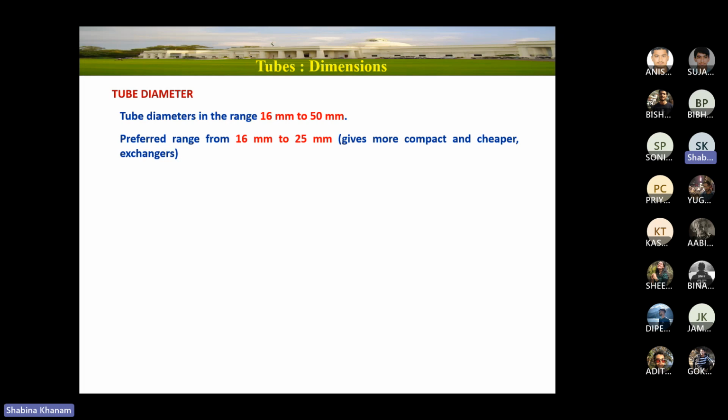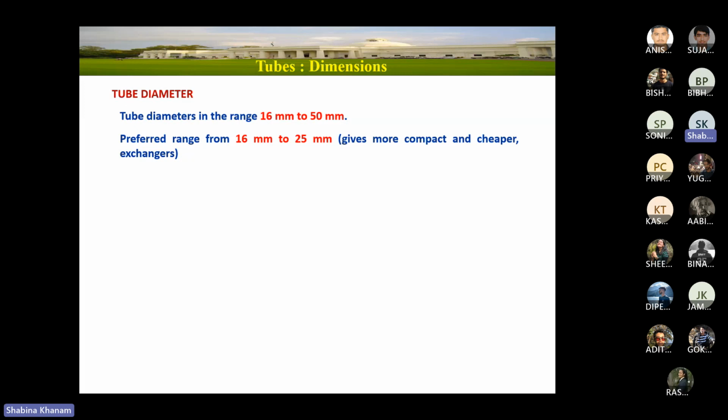And then we have discussed certain design parameters, like if we consider velocity in shell side and tube side, what could be the possible range, and how this range is decided. That range is decided based on the feasibility of the design of the exchanger.